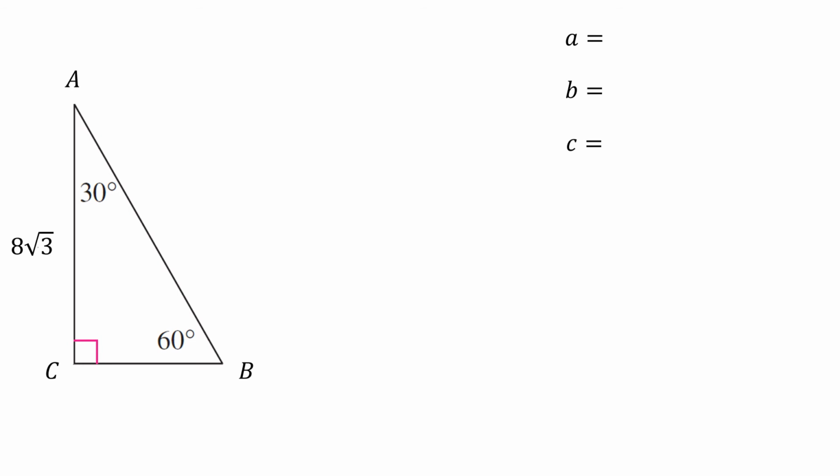This time I know side B. I don't have a shortcut to go from the long leg to the hypotenuse, but I do have a shortcut to go from a long leg to short leg. Instead of multiplying by the square root of 3, I will divide by the square root of 3. So the shorter leg is just 8. Hypotenuse, piece of cake. Let's multiply it by 2. 16. Now we've got all 3 sides.